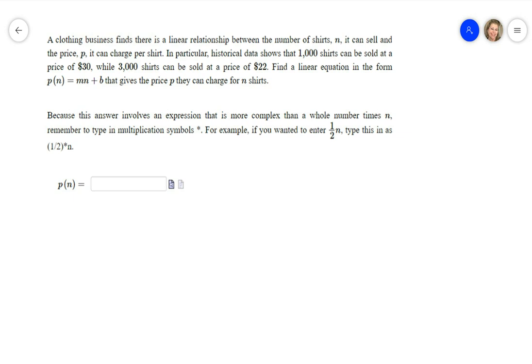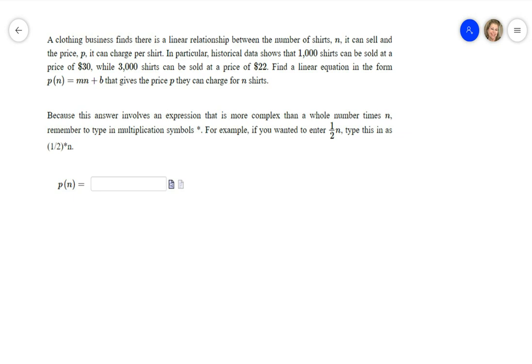But anywho, in particular, historical data showed that 1,000 shirts can be sold at a price of $30, while 3,000 shirts could be sold at a price of $22. Well, look at that. That's what I just said. Cheaper the price, the more shirts you can sell. Find a linear equation in the form of P of N equals Mn plus B that gives the price P they can charge for N shirts.